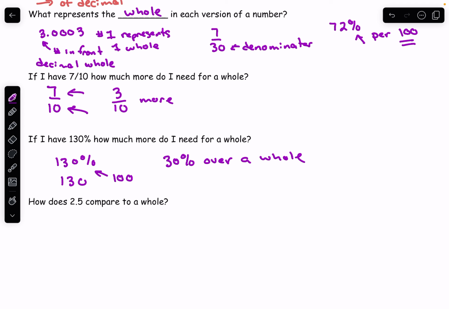How does 2.5 compare to a whole? Well, if 1 is a whole in a decimal, I've got 2 of them. So you've got 2 wholes, and then you're left with 0.5 parts, right? So you're left with 2 wholes and 0.5 parts.